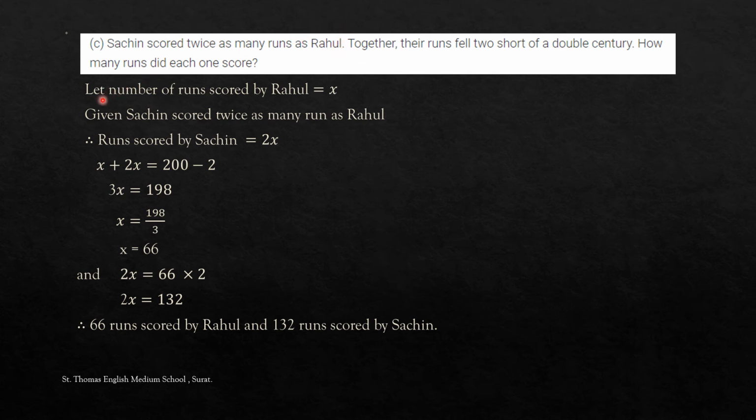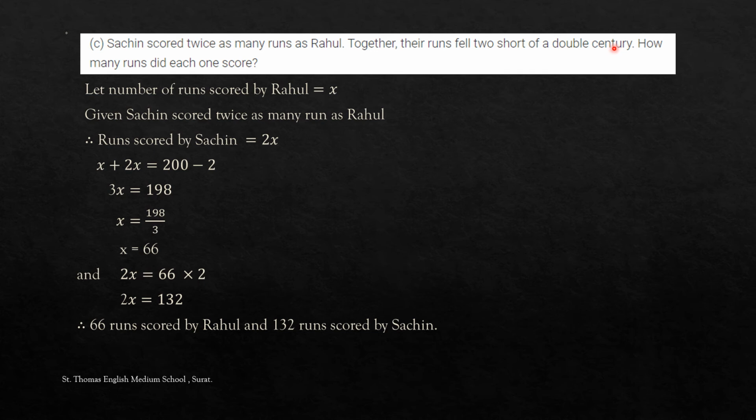So let's take the number of runs scored by Rahul as x. Given Sachin scored twice as many runs as Rahul. Twice means 2 times. The number of runs scored by Rahul we have taken as x, so we can write 2x. Therefore, runs scored by Sachin is equal to 2x. Now read the question once again. Together. What is the meaning of together? The number of runs scored by Rahul and the number of runs scored by Sachin. Their runs fell 2 short of a double century.